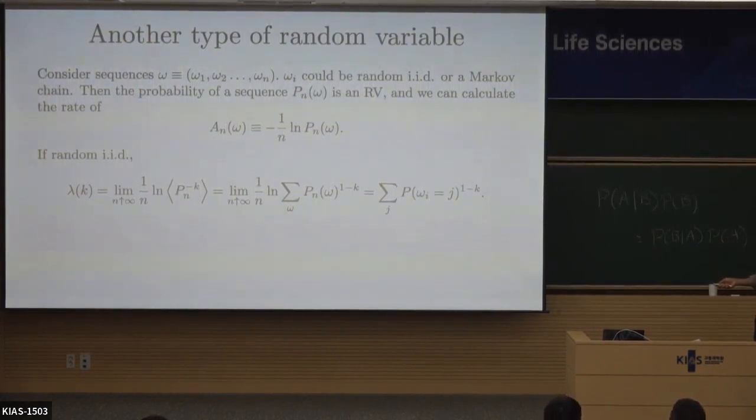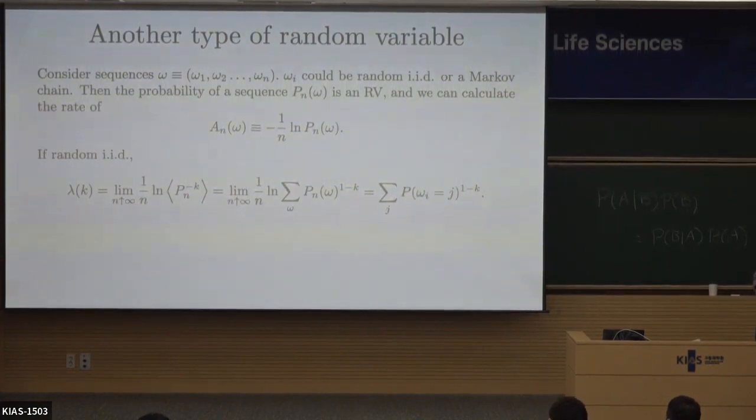Omega I are some random variables. So the cumulant generating function is just the sum over every value that random variable omega I could take, raised to the power 1 minus k, of the probability of that. Okay? So there's an explicit cumulant generating function of this. It might seem like a very complicated thing to do: take a vector of random variables, calculate the probability of that vector, and say that the log of that probability is itself a random variable. What's the rate function of that random variable?